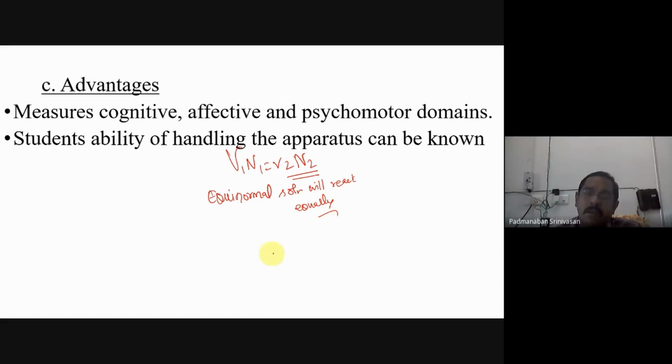So if you have taken one normal HCl and one normal NaOH, so this is HCl and this is NaOH. If we take 20 ml of one normal HCl and it is reacted with one normal NaOH, how many ml of NaOH is needed?